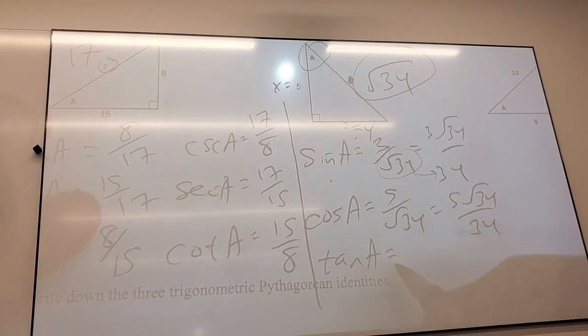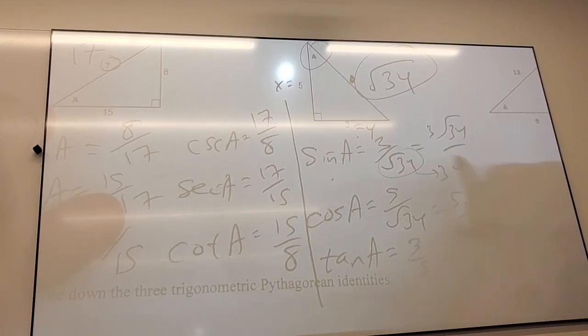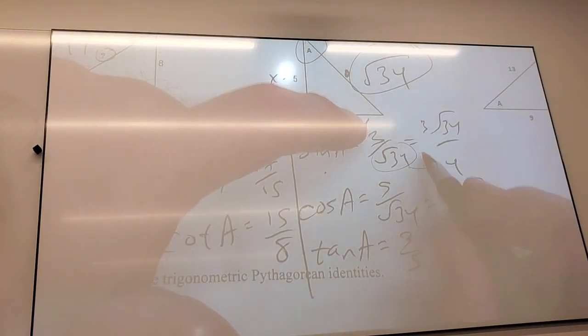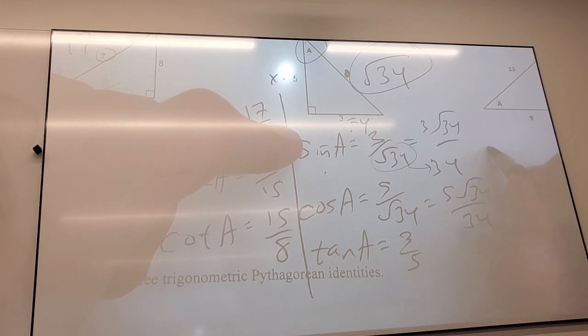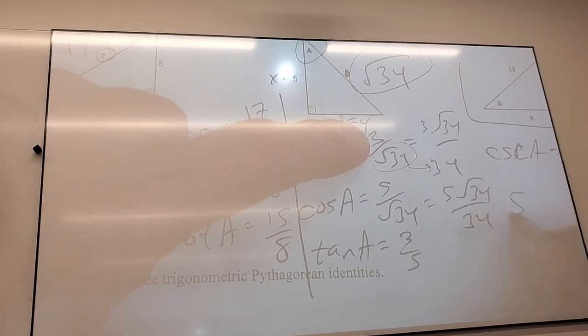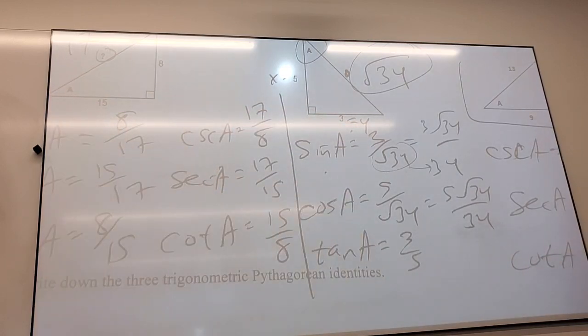Tangent's going to be nice, though. 3 over 5, right? 3 over 5. And of course, cosecant would just be root 34 over 3. Secant, root 34 over 5. And cotangent, 5 over 3. You just got to flip the first 3.